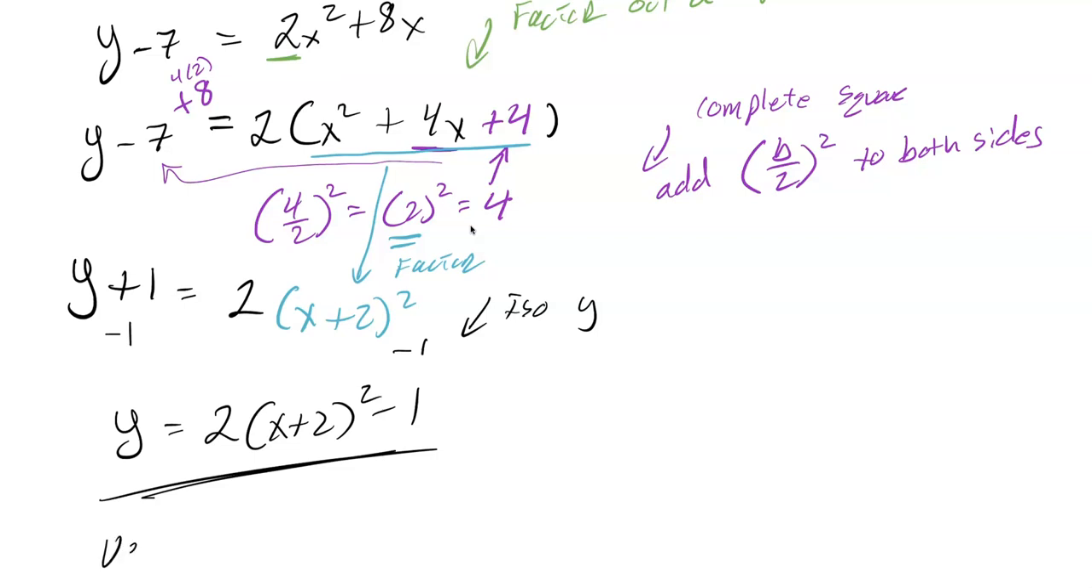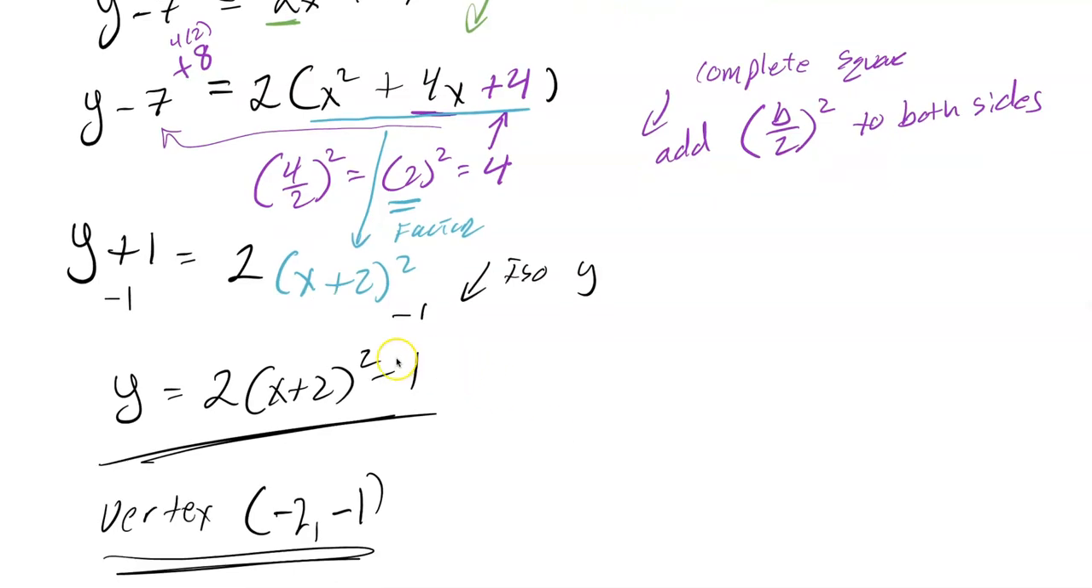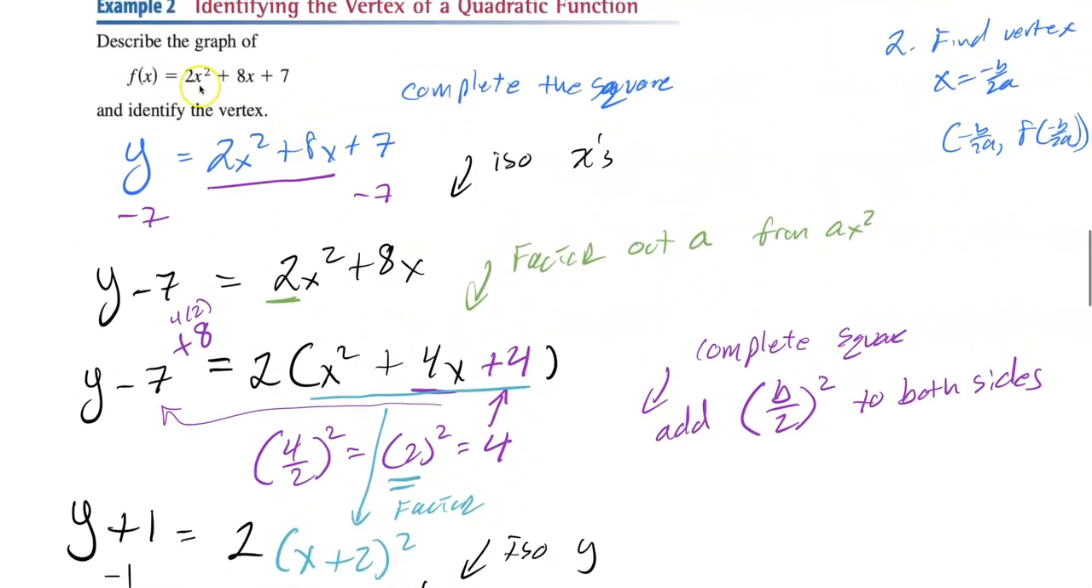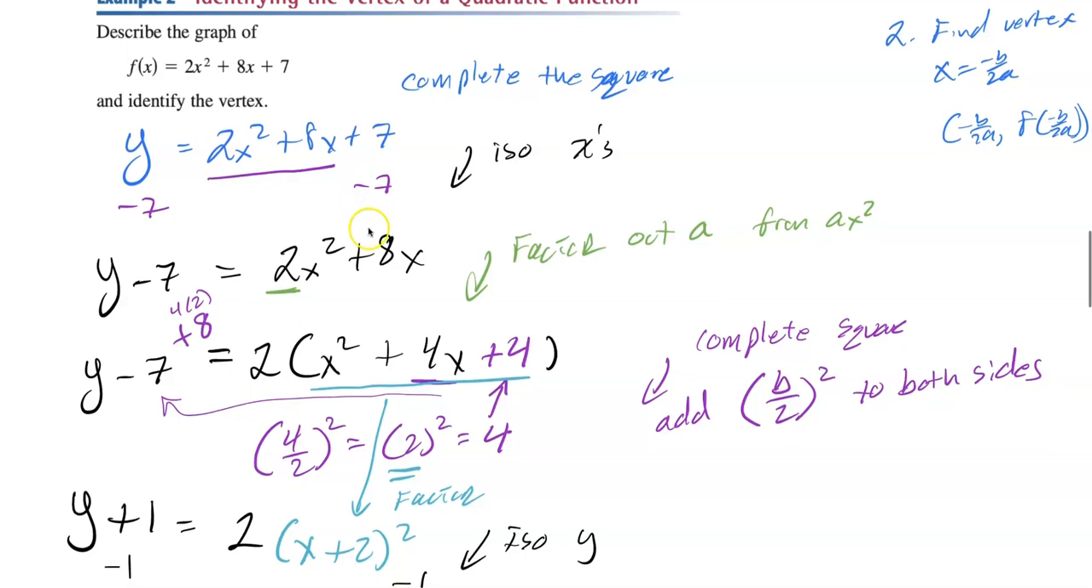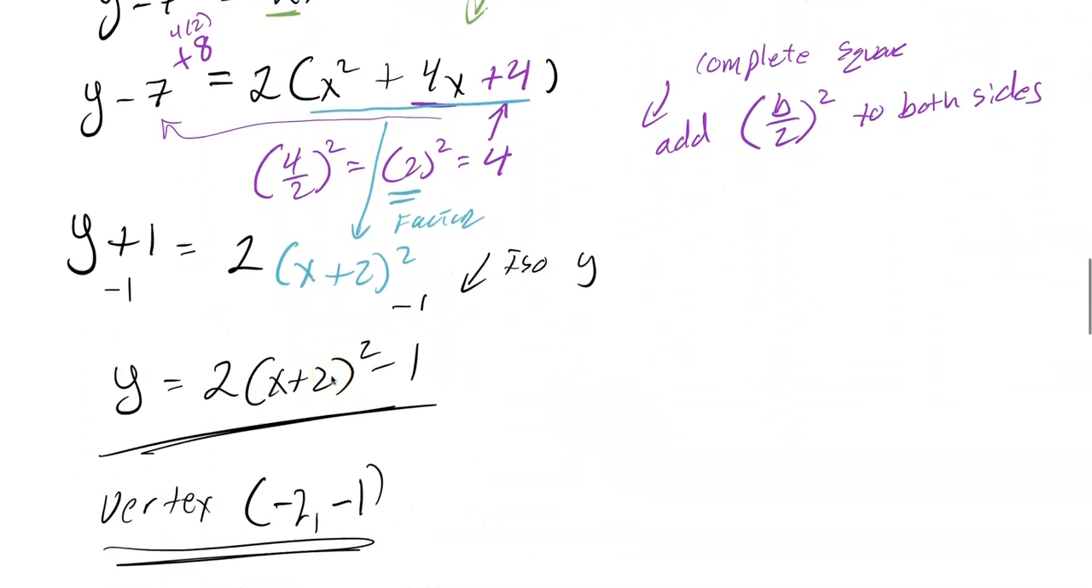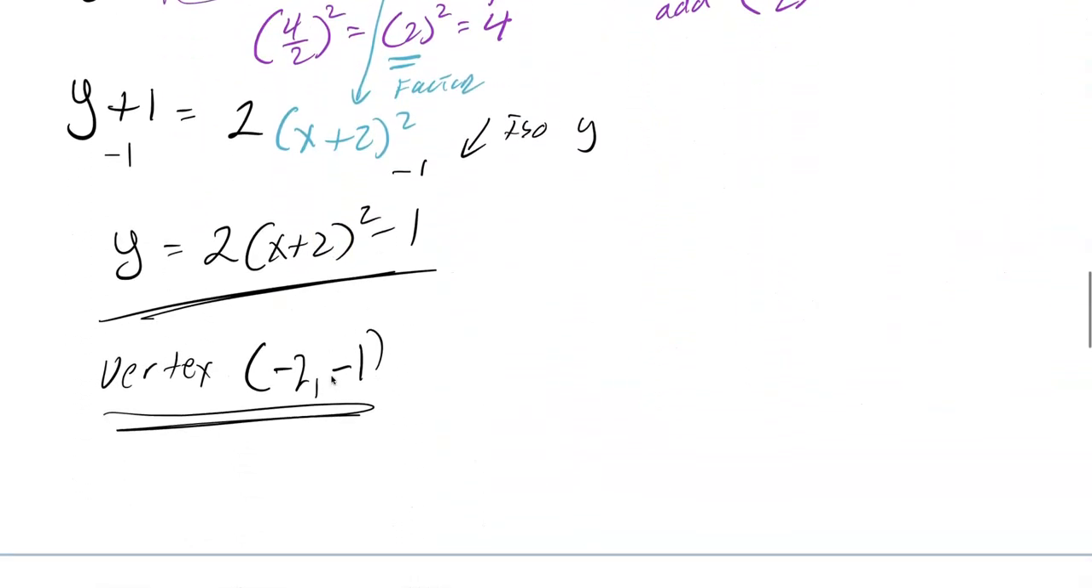And then with my vertex, that was the question. Your vertex is going to be inside opposite, so negative 2, outside follow, negative 1. So there you go. So that's doing it by complete the square. So that's how you find the vertex by complete the square. So complete the square on both sides. That's way 1. If you're good with that, you're great.